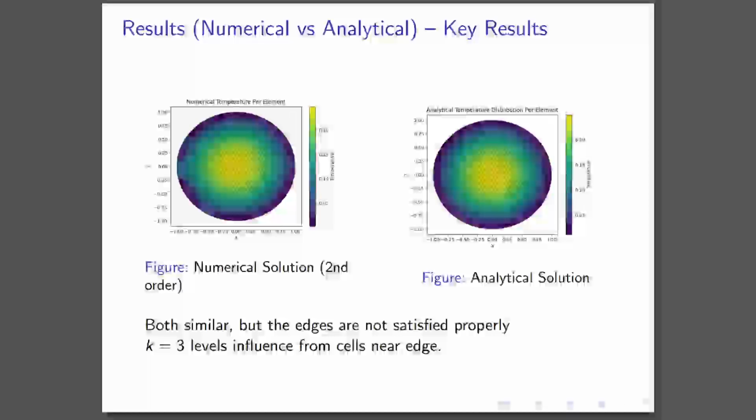For our results, left-hand side is the second order numerical solution, right-hand side is the analytical solution. The left-hand side numerical solution has some odd behavior at the edge because the conditions are not being satisfied correctly with k equal to 3, since there is influence from nearby cells at a very large distance, with fluxes that are simply not available at the edge. But we see that the left-hand side and right-hand side are very much convergent and almost exact.